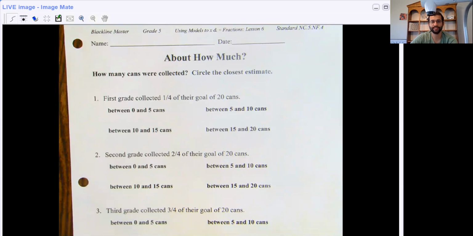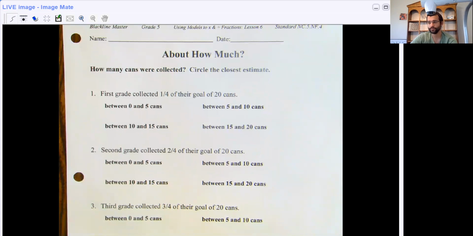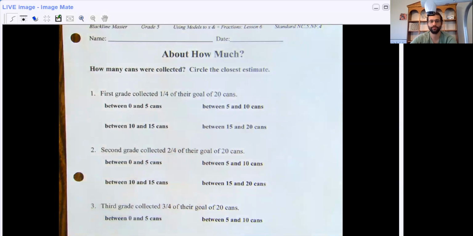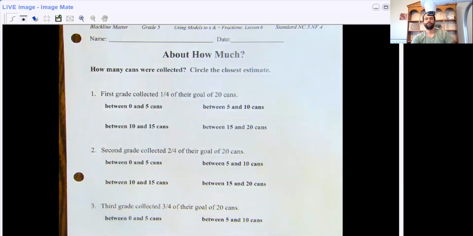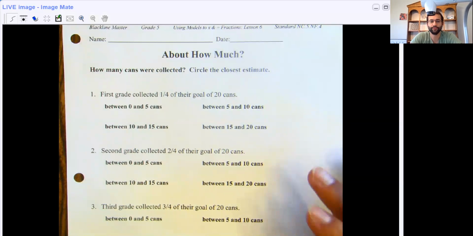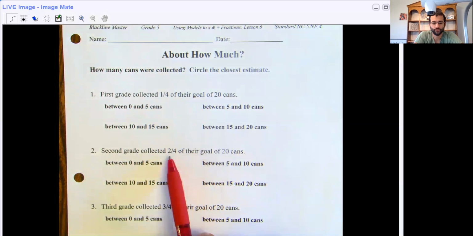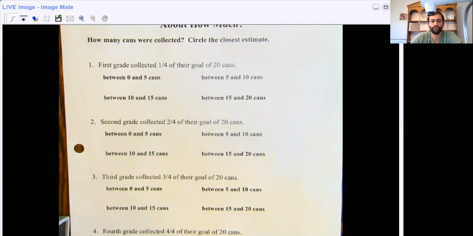So we're going to do the exact same thing that we did yesterday by drawing a fraction bar and figuring out how much we have to shade in order to find our answer. Now, if you see our instructions here say how many cans were collected, circle the closest estimate between right here. So we're going to draw this out. If you notice, first grade collected 1/4 of 20, 2/4 of 20, 3/4 of 20, and 4/4 of 20.